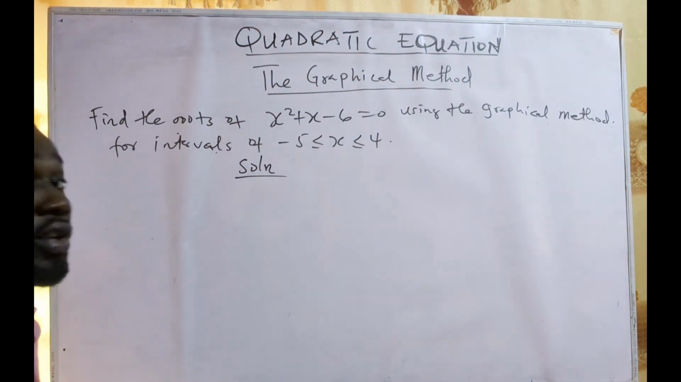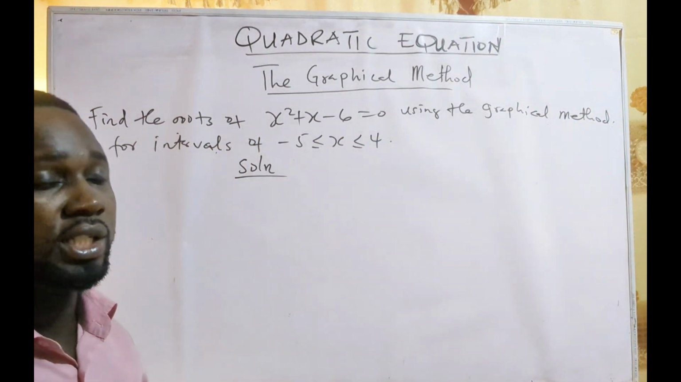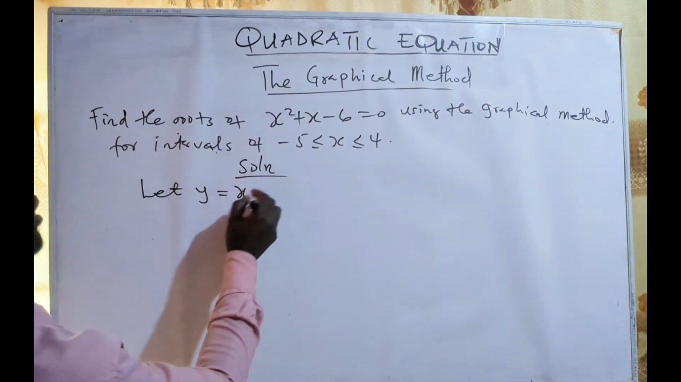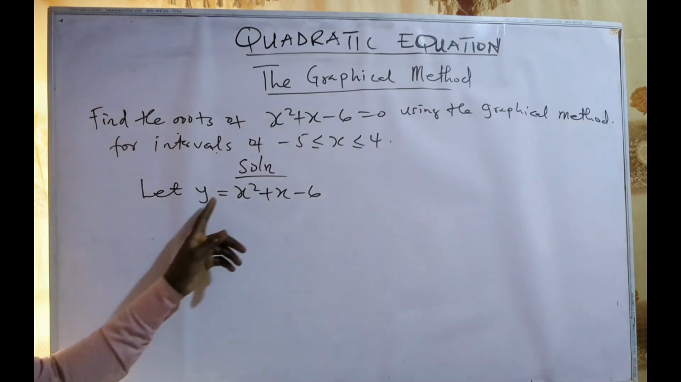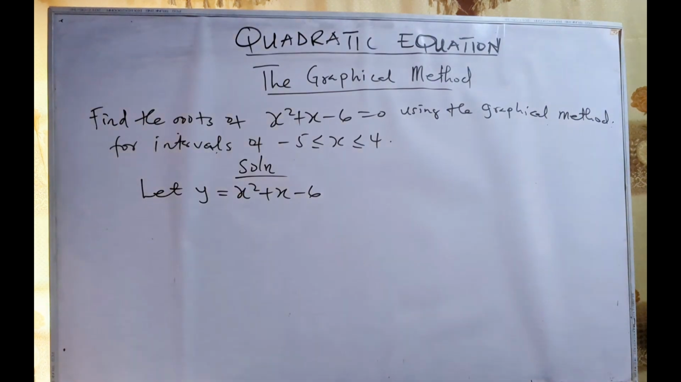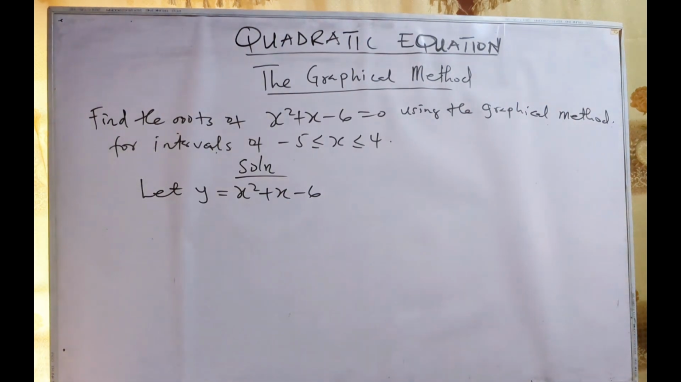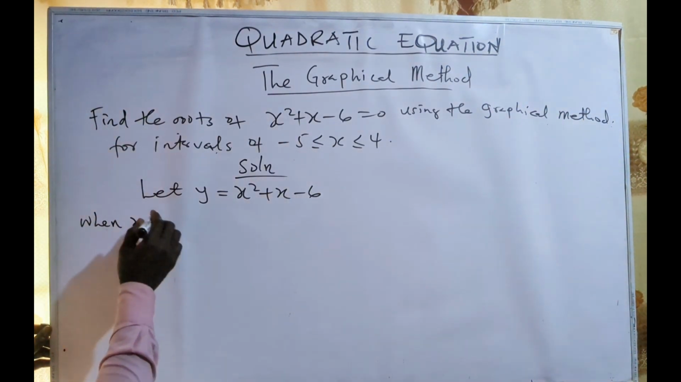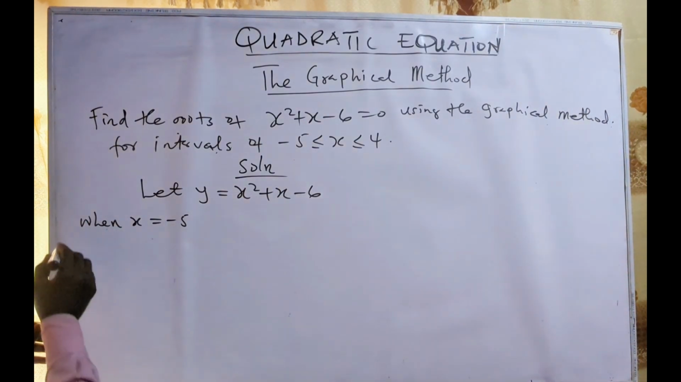But before we can draw the graph, what you should know is that we have to know the corresponding y values, because we need points or the coordinates. So let y be equal to x squared plus x minus 6 for the quadratic function here. So y is equal to x squared plus x minus 6, and we are using the interval of minus 5 less than or equal to x less than or equal to 4. When you want to get the y values, we start the x from minus 5. So when x is equal to minus 5, you substitute into the quadratic function. So y will be equal to what?